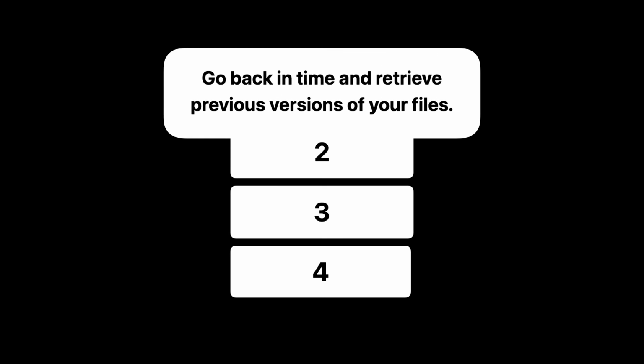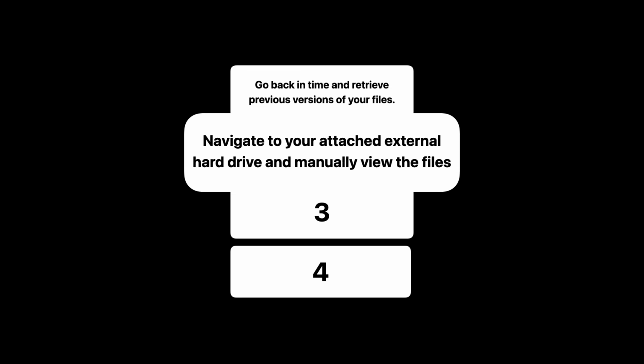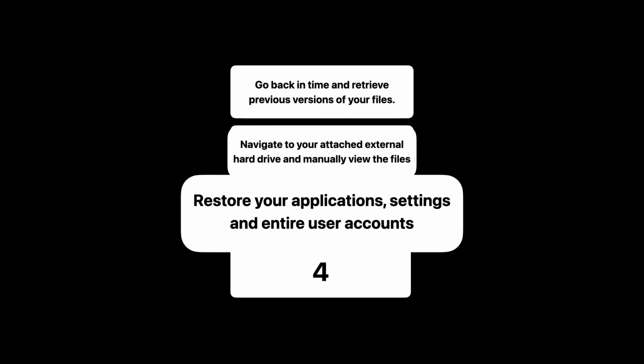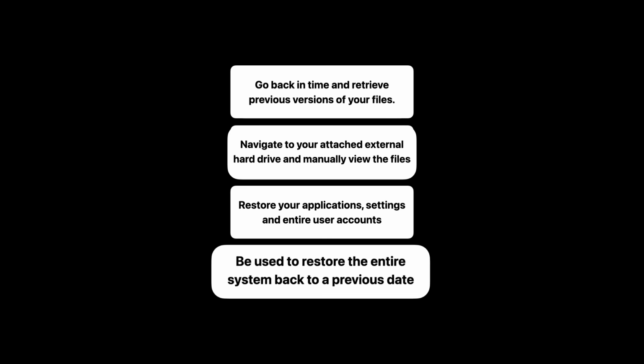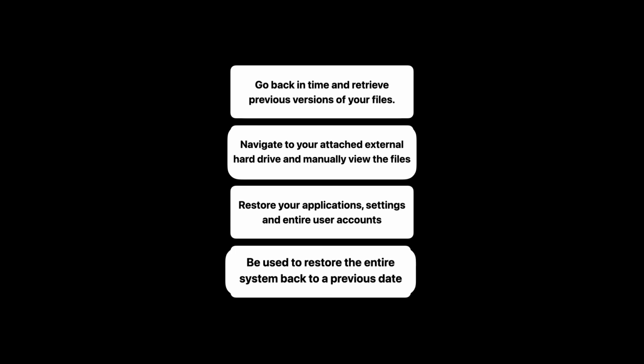There are four ways you can use Time Machine. Using the Time Machine application, you can go back in time and retrieve previous versions of your files. With Finder, you can simply navigate to your attached external hard drive or SSD and manually view the files backed up by Time Machine. With Migration Assistant, you can restore your applications, settings, and entire user accounts back to your current Mac or a new one. And with macOS Recovery, Time Machine can be used to restore the entire system back to a previous state.